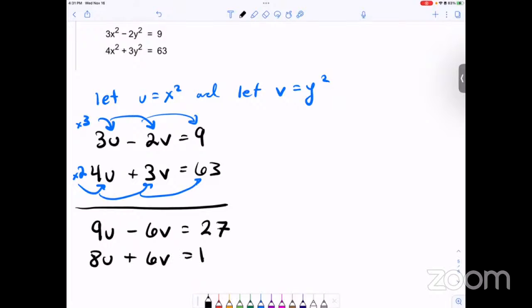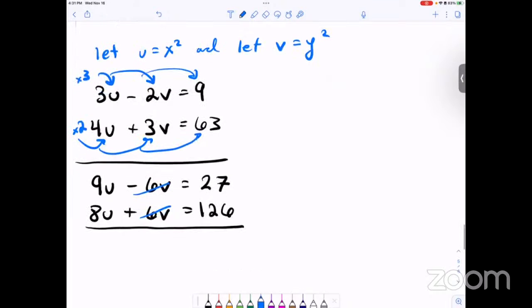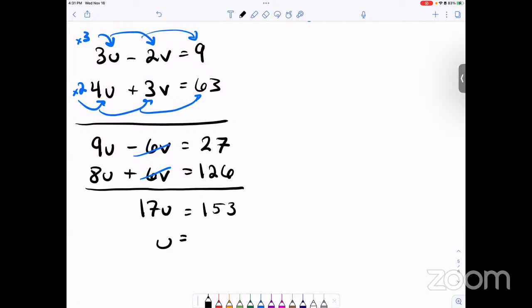So then when we add these two equations together, a number plus its opposite adds to 0. 17u equals 140 plus 13, which is 153. Hey Siri, what's 153 divided by 17? 153 divided by 17 is 9. Same thing happened earlier. So then if u is 9, I'm going to plug this into equation 1.